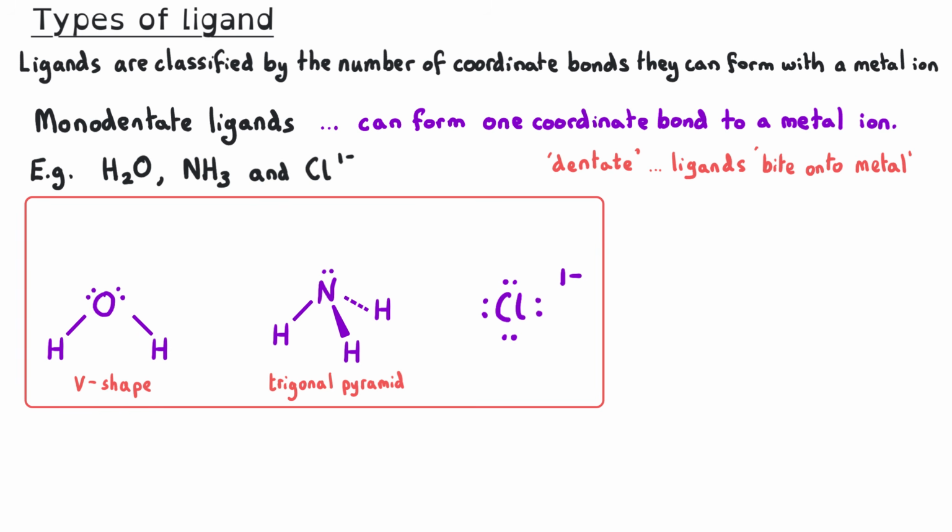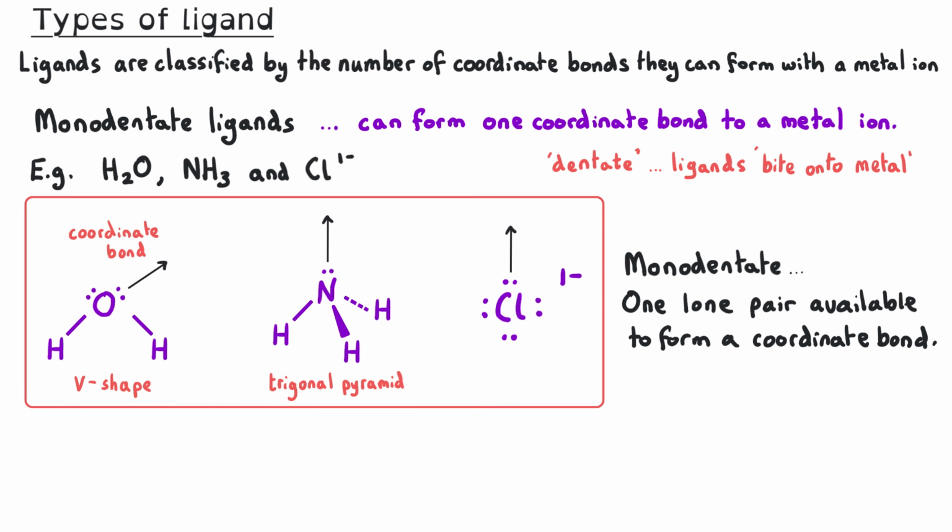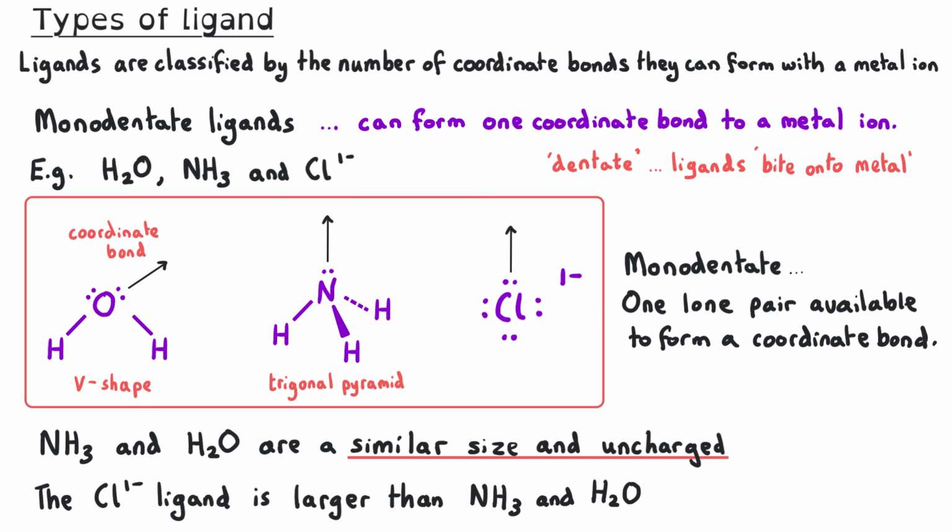And you can see from the diagrams that I'm showing here the shapes of these ligands and the lone pairs that are available to form coordinate bonds. The water ligand and the chloride ion have multiple lone pairs, but they can still only form one coordinate bond each. And that's because their geometry prevents multiple lone pairs from bonding to the same metal. Ammonia and water are a similar size and uncharged. The chloride ligand, as well as having a negative charge, is larger than the ammonia and the water, and this affects the shape of complexes with chloride ligands.